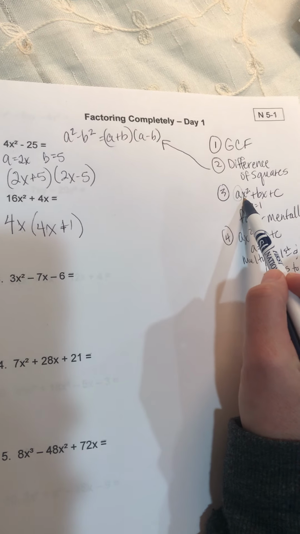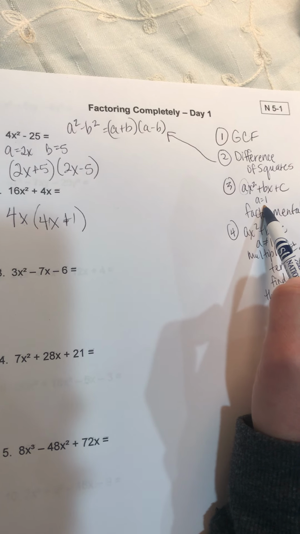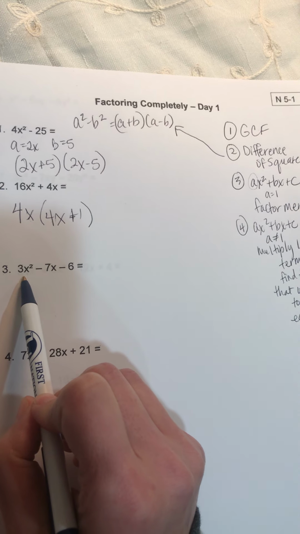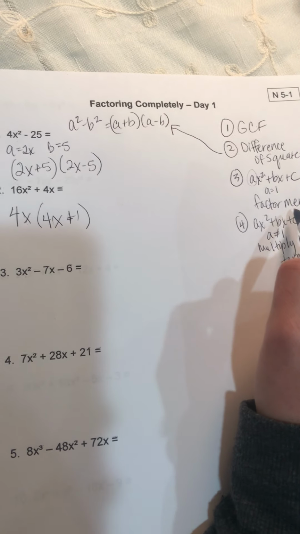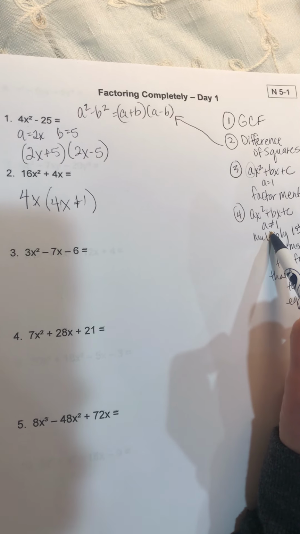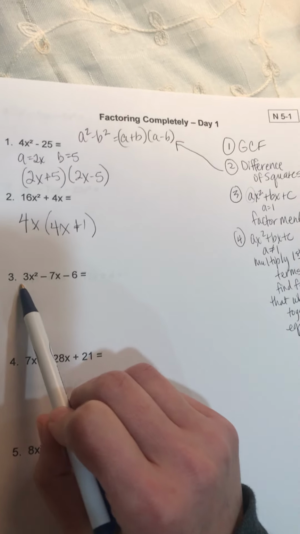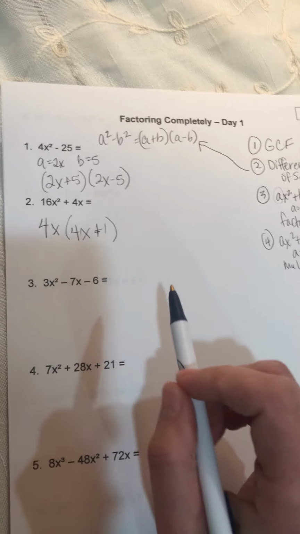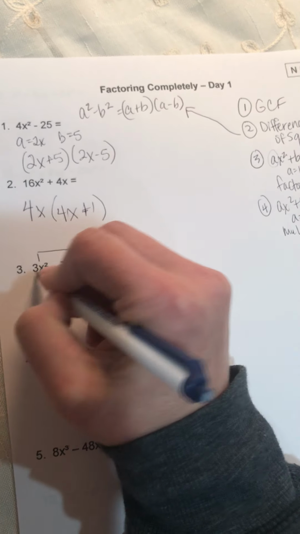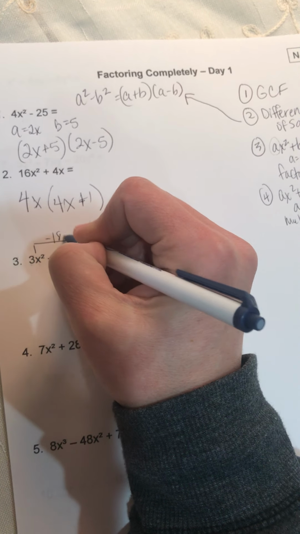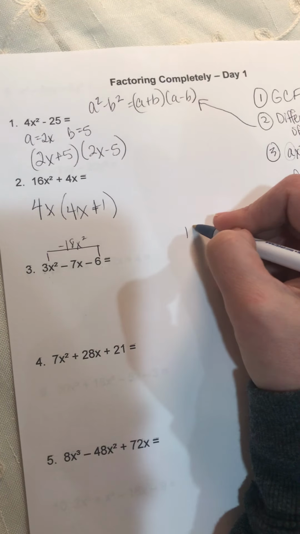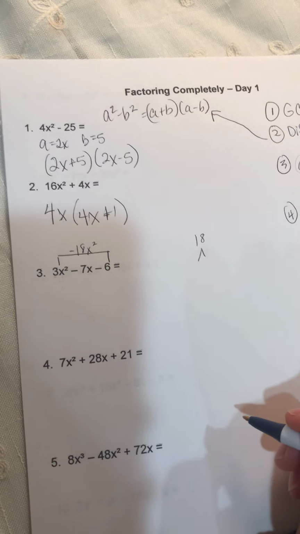So number 3, ax squared plus bx plus c. Does the number in front of my x squared equal 1? No, it doesn't. So it doesn't apply for number 3. So now number 4, ax squared plus bx plus c, where a is not equal to 1, which is true, okay? So now this is where you have to take your first and your last term and multiply them together, and you get negative 18x squared, right? Okay, so now I'm going to take my 18 over here, and I need to find my multiples of 18.